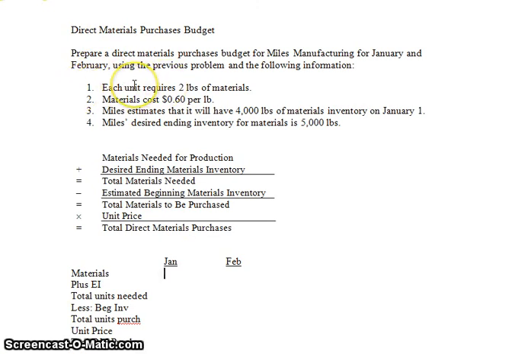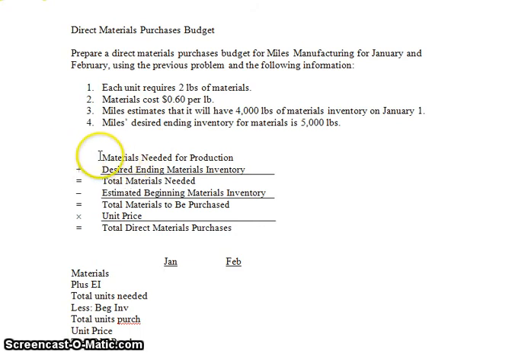Every item that we make, every unit, requires 2 pounds of materials, and materials cost 60 cents a pound. And we have 4,000 pounds of materials inventory sitting on January 1st, and we want to have 5,000 pounds on hand at any time in our ending inventory.